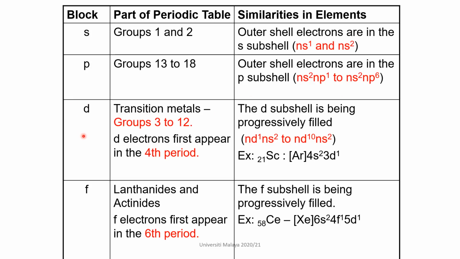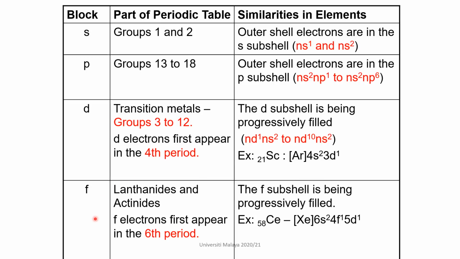And for the d block elements, it contains transition metals from group 3 to group 12. Here d electrons first appear in the fourth period. So the d subshell is finally being filled. For example, we have nd1 ns2 up to nd10 ns2. For example, scandium with the proton number 21 has the electron configuration of argon 4s2 3d1.